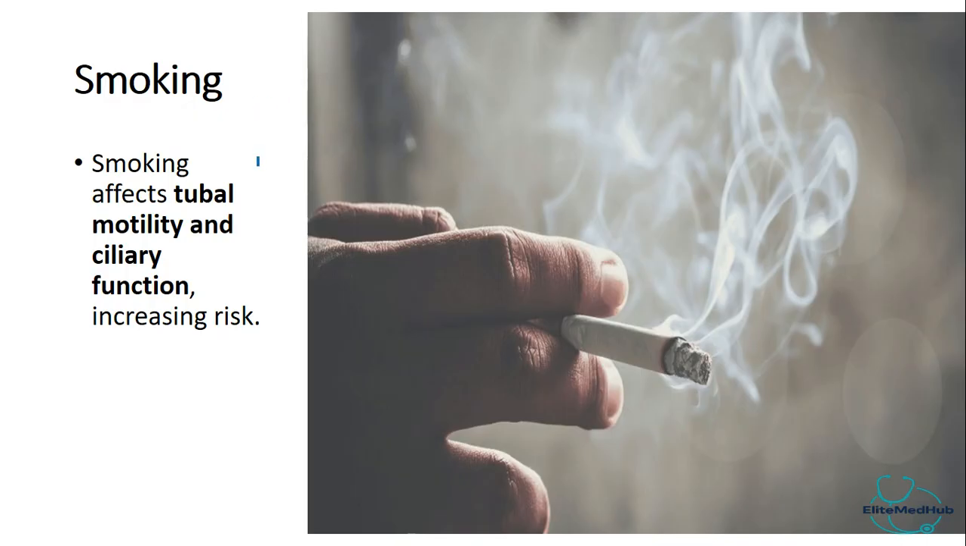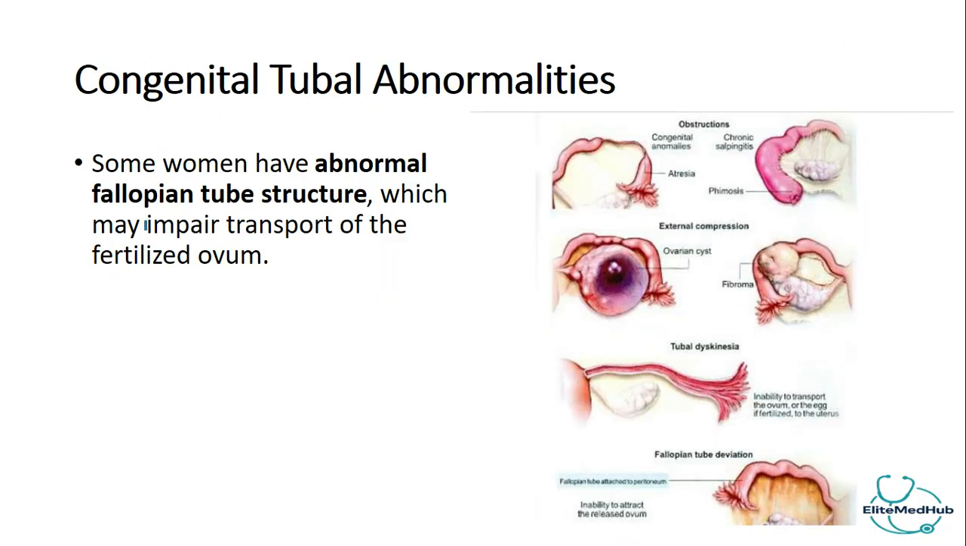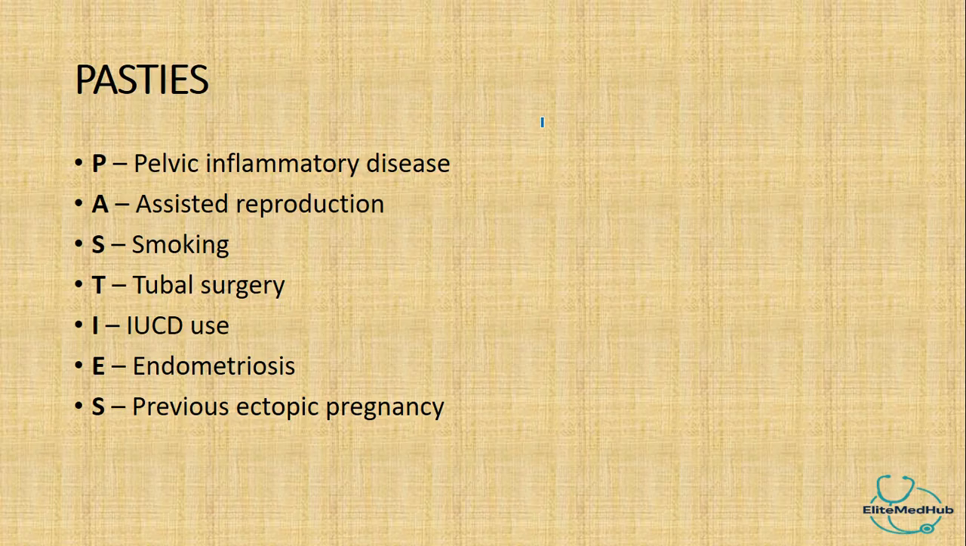Next is smoking. Smoking affects tubal motility and ciliary function, therefore increasing the risk of an ectopic pregnancy. Some women have abnormal fallopian tube structure, which is known as congenital tubal abnormalities, which may impair transport of the fertilized ovum. So you can see some of the abnormalities here. We have obstructions such as atresia, phimosis, we have external compression such as ovarian cyst, fibroma, and we have tubal dyskinesia.